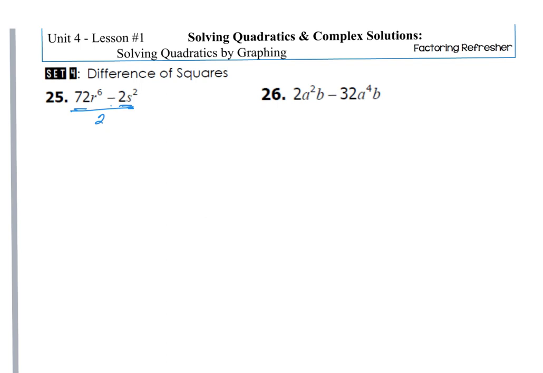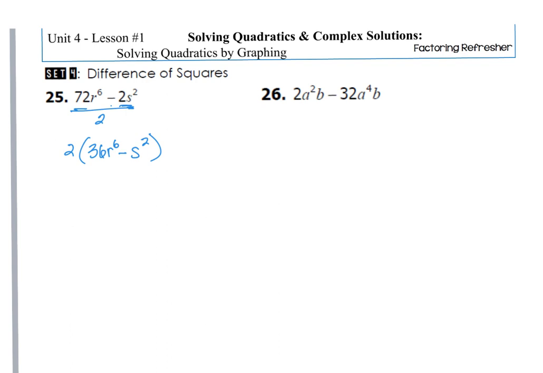So I'm dividing 2 out of each of these factors first. 72 divided by 2 is 36. And we still have that r to the 6th. And then we're dividing negative 2s squared by 2, and that would be negative 1. So I don't need to put it, s squared. And then we just leave that 2 on the outside.